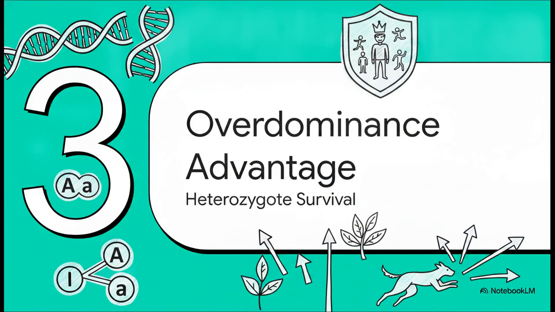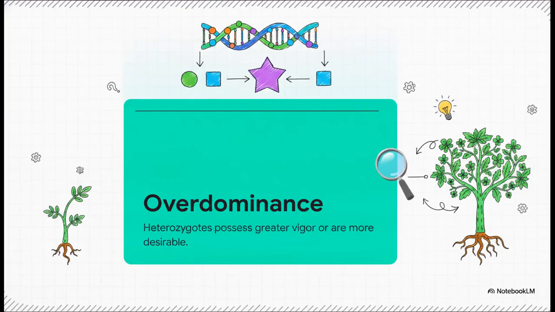That brings us to Section 3, the over-dominance advantage, survival of the heterozygote. Now we're going to look at a super high-stakes scenario where being a hybrid actually gives you a massive biological edge. This concept is called over-dominance, or sometimes you'll hear it called heterosis or hybrid vigor. Have you ever wondered why mixed-breed dogs are often way healthier than purebreds? Well, this is the exact genetic reason why.